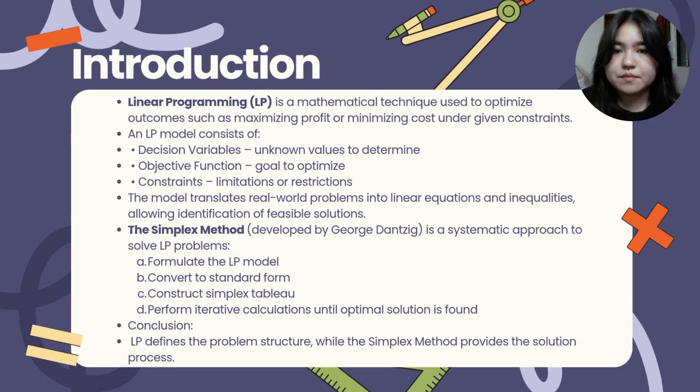Next, the simplex method, developed by George Dantzig, is a systematic method used to solve linear programming problems. The process starts by formulating the LP model. Then, the model is converted into standard form. After that, a simplex table is constructed and iterative calculations are performed until the optimal solution is found. In conclusion, linear programming defines the problem structure, while the simplex method provides the solution process.